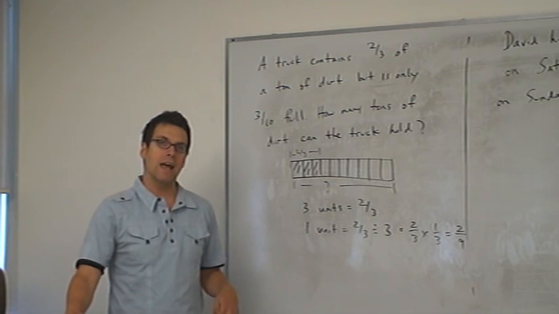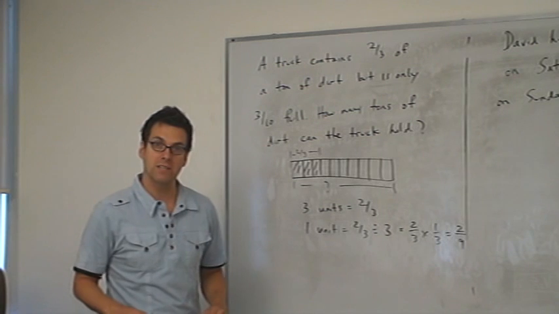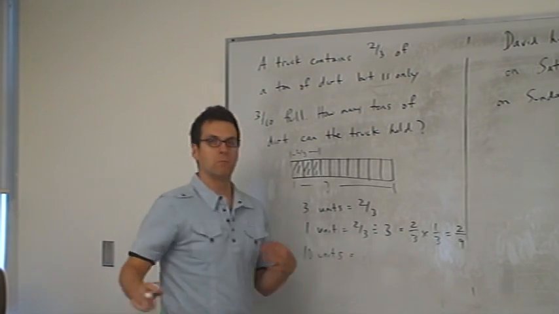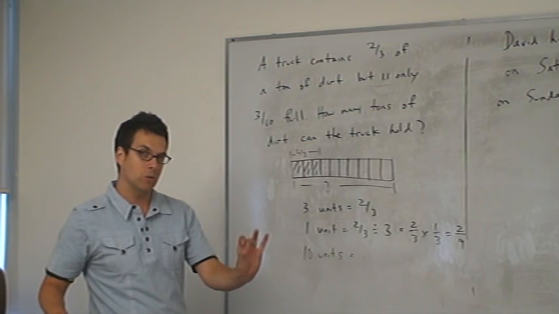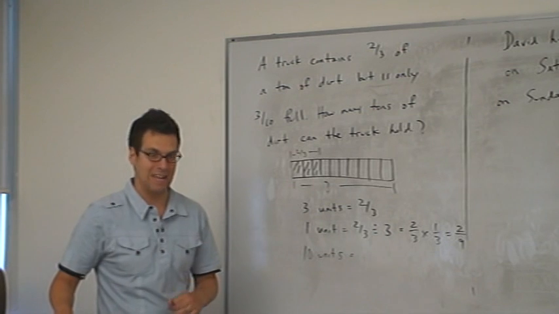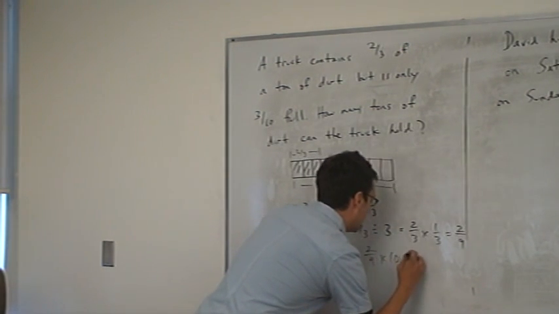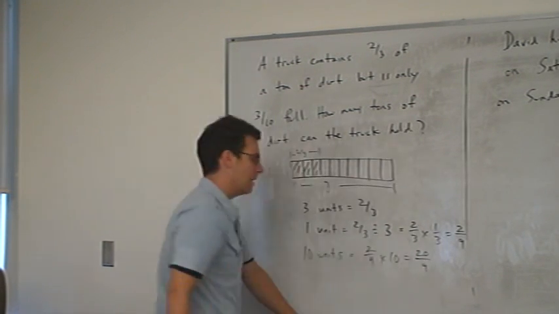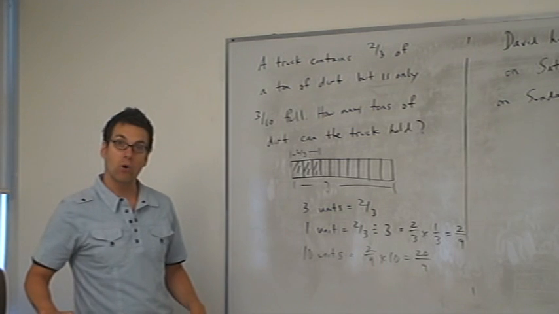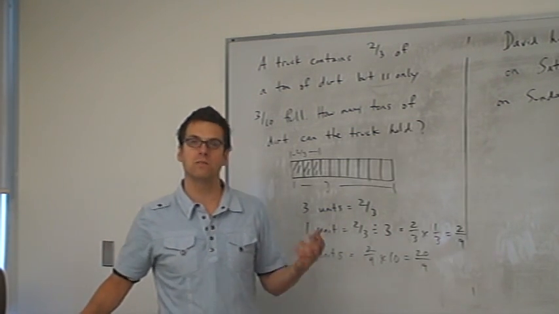The question is asking how much dirt does the entire truck hold. There are 10 units that comprise the entire truck, so we are interested in 10 units. Again, our models of multiplication tell us if we know what 1 unit is equal to, then to figure out what 10 units are equal to, we simply multiply by 10. So if 1 unit is 2/9, 10 units is 2/9 times 10, which is 20/9. And that is our answer. Our truck holds 20/9, or in this case 2 2/9 tons of dirt.